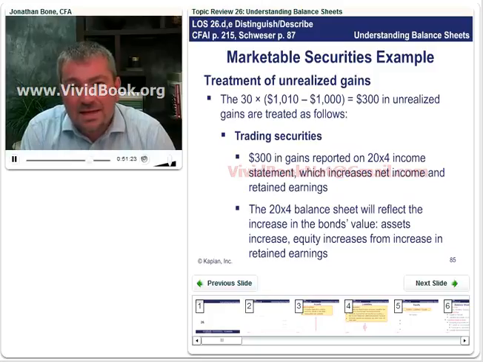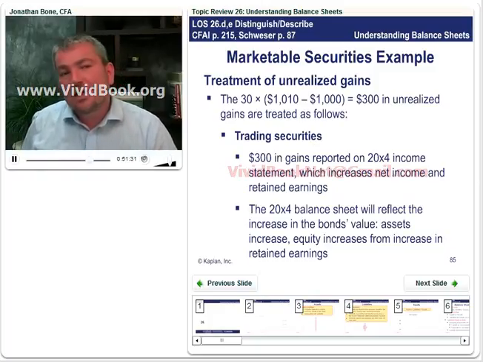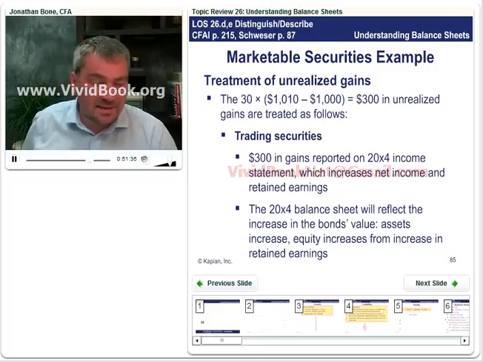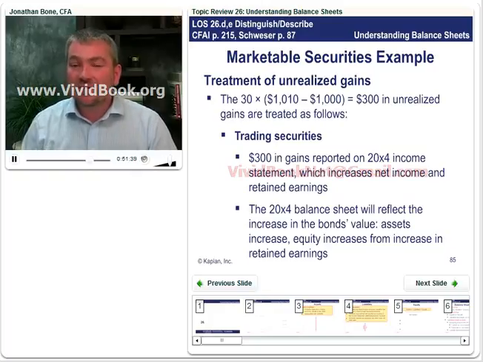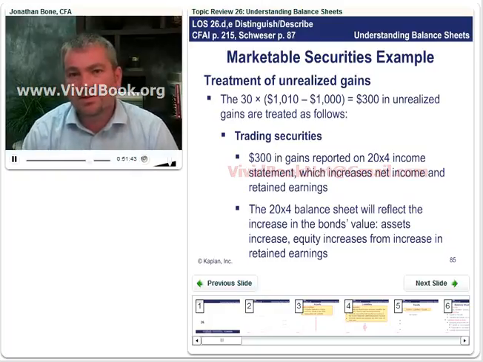But where does that other side of that $300 go? Remember, if it's a trading security, it goes through the income statement. And if it goes through the income statement, you've got higher net income. And if you've got a higher net income, you've got higher retained earnings. If you've got higher retained earnings, you've got higher stockholders' equity. So stockholders' equity via the retained earnings will be higher by $300.